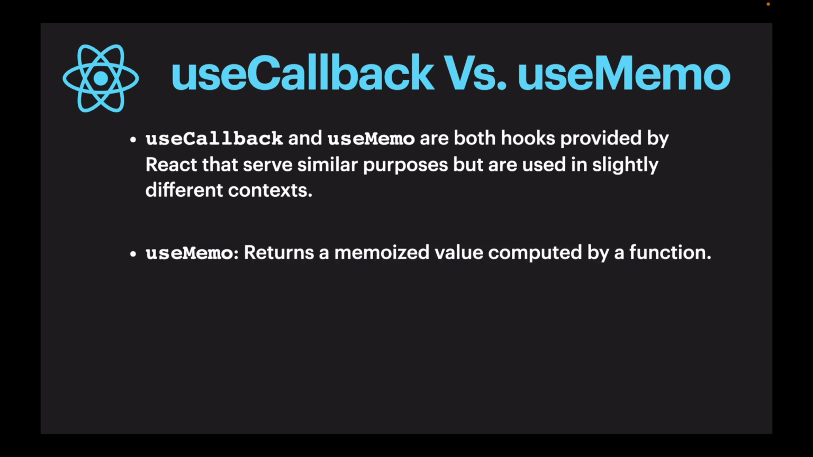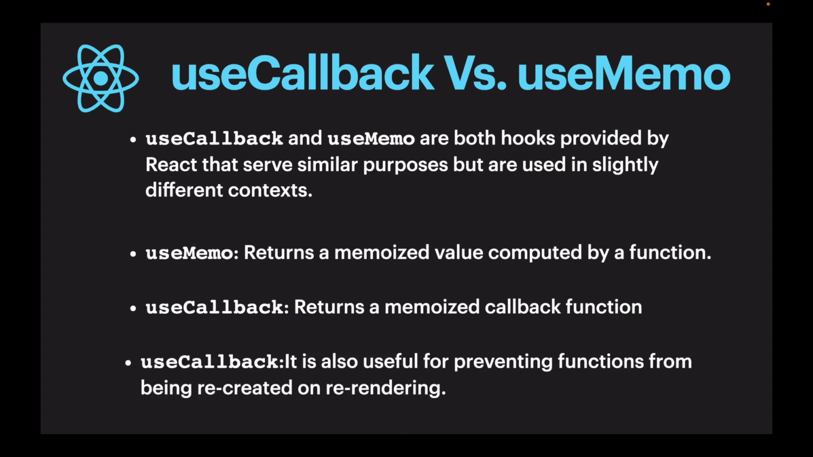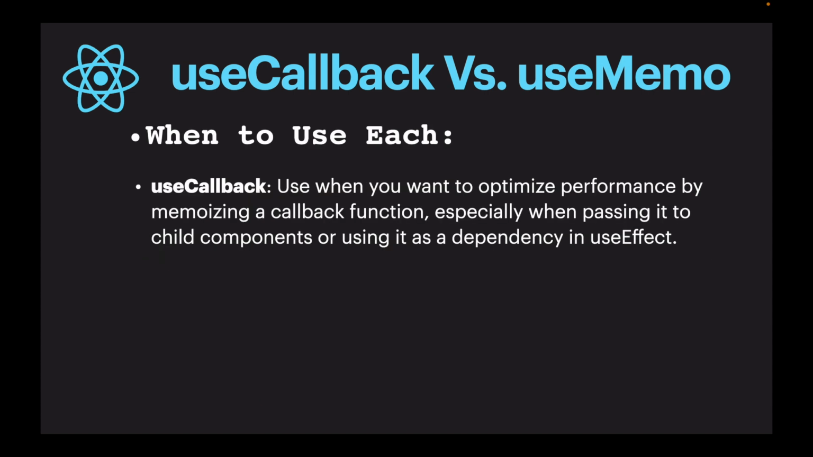useMemo returns a memoized value computed by a function, and useCallback returns a memoized callback function. This is the basic difference between useMemo and useCallback. useCallback is also useful for preventing functions from being recreated on rendering. This is the major problem, and to prevent it we use useCallback, because on every render the function is recreated.